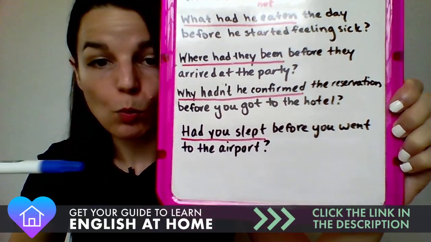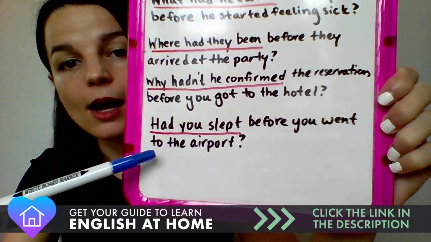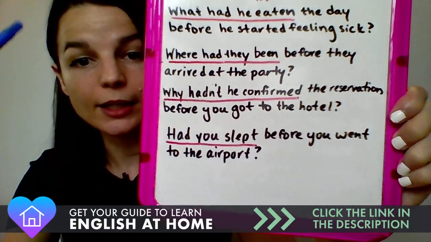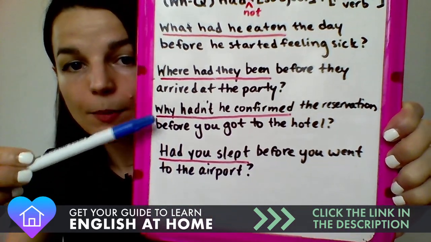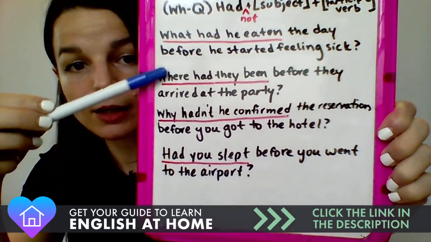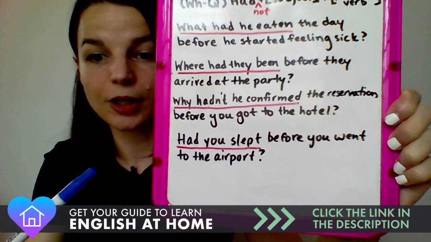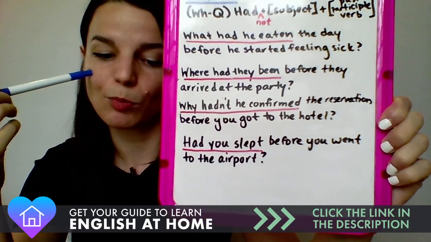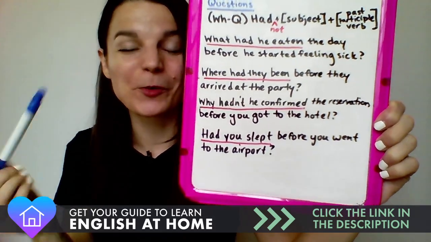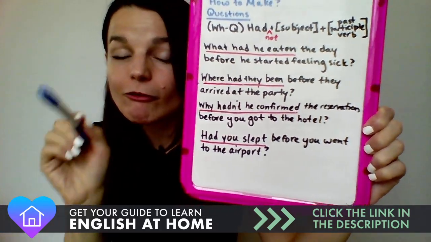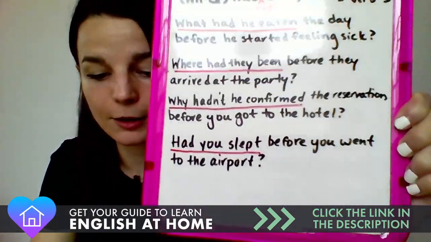Okay, so let's take a look at one yes or no pattern then. Had you slept before you went to the airport? So this is different from these three questions, because these all start with this WH question, yeah? This one is a simple yes or no question. Had you slept before you went to the airport? So again, the earlier action is sleeping. We want to ask, did the other person sleep before they went to the airport? So again, we're asking about past situations here.